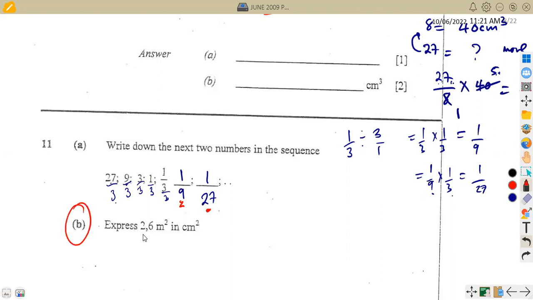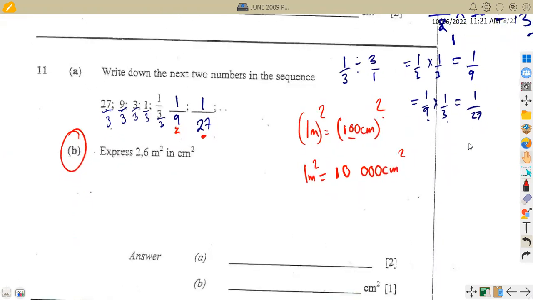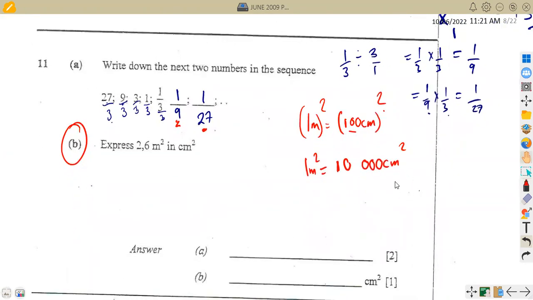Okay, the B part: express 2,6 square meters in square centimeters. So what are we given here? We know that in a meter, we've got 100 centimeters. So the moment we square, that will be a square meter. So 1 square meter is equal to 100 squared. That's 100 times 100, which is 10,000 square centimeters. So we're saying in a square meter, we've got 10,000 square centimeters.